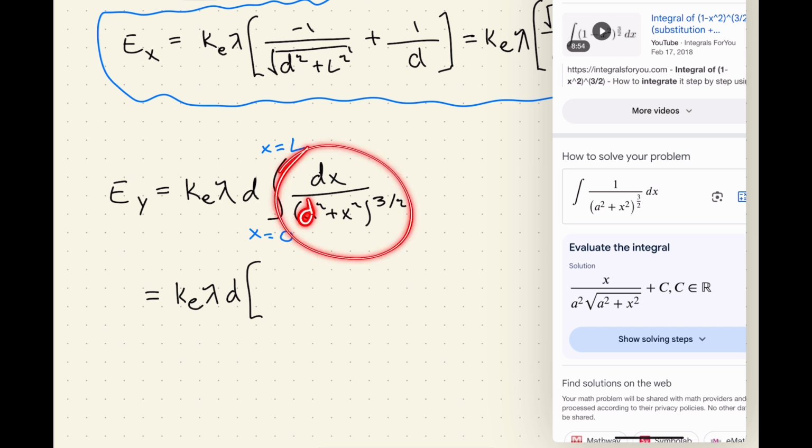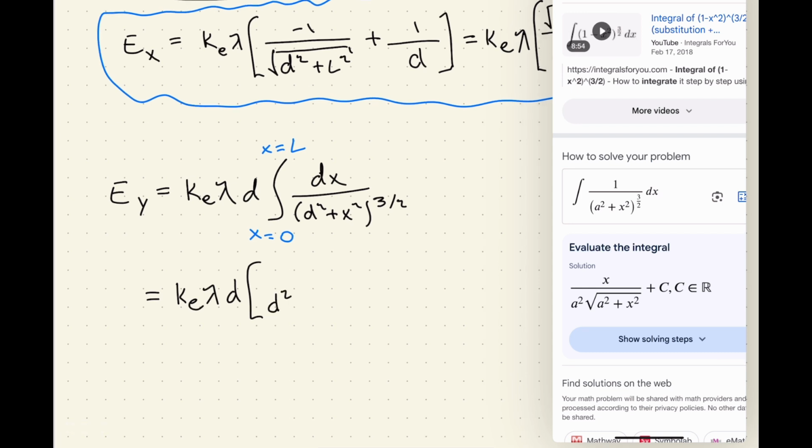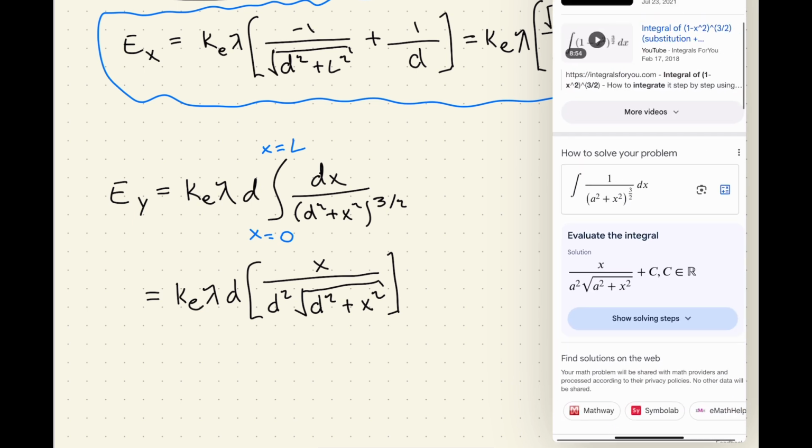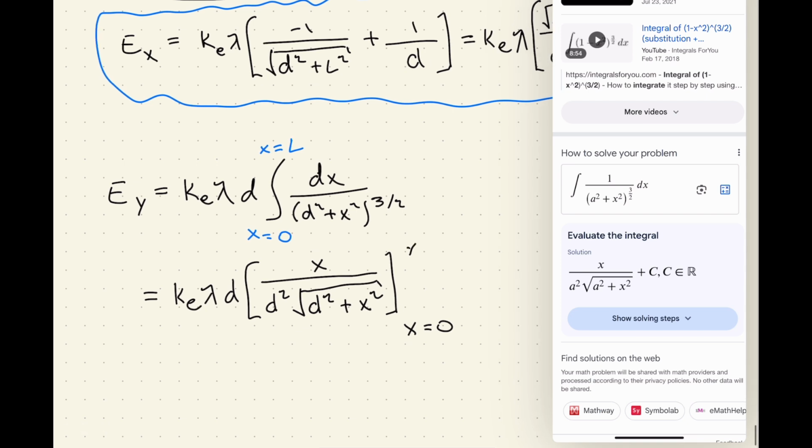You can, in fact, think of this d as a constant a. It's a constant, doesn't matter. What we get is a squared, which in our case is d squared, and then we have a square root of d squared plus x squared. So the answer isn't actually that crazy looking. And we have an x here in the numerator, which is an interesting thing. Here in the answer, they have a plus c, but when we're doing definite limits or definite integrals, we do not have a c because the c gets canceled out.